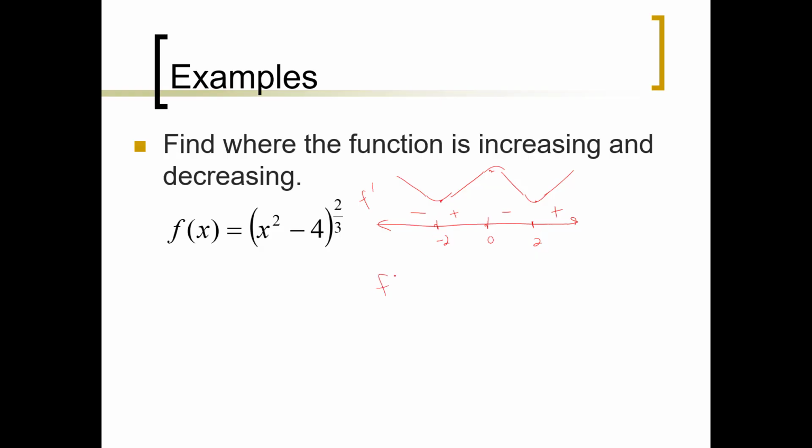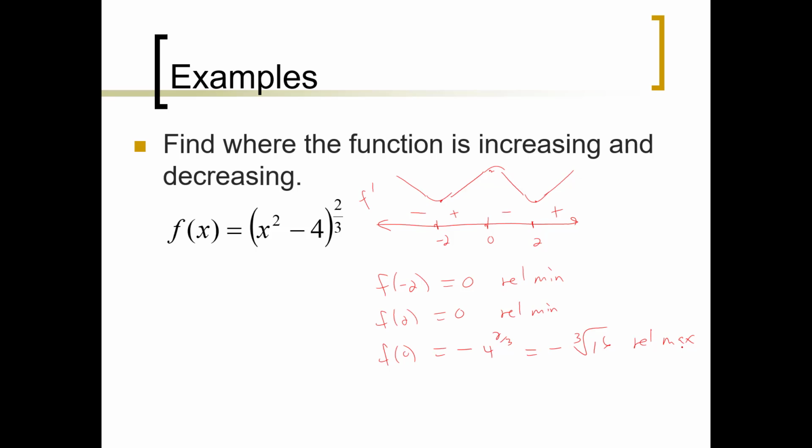We could then say that f of -2, which is just 0 if you plug it in, that's a relative min. And f of 2, which is also 0, that's also a relative min. And finally, f of 0, that would then be -4 to the 2/3 power, an awful number. That winds up being negative the cube root of 16. That thing is a relative max.